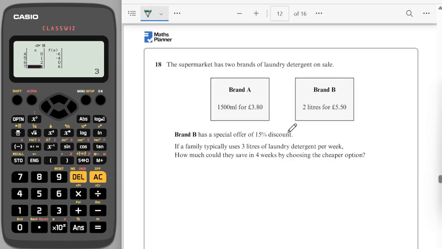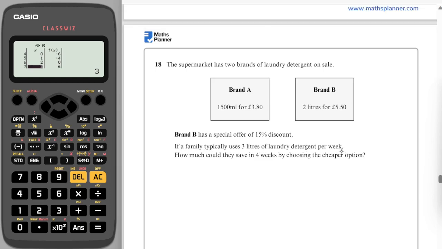Okay, question 18. The supermarket has two brands of laundry detergent on sale, brand A, brand B. Brand A has a special offer of a 15% discount. If a family typically uses 3 litres of laundry detergent per week, how much liquid would they save in 4 weeks by choosing the cheaper option? So in effect, realistically, we want 12 litres.